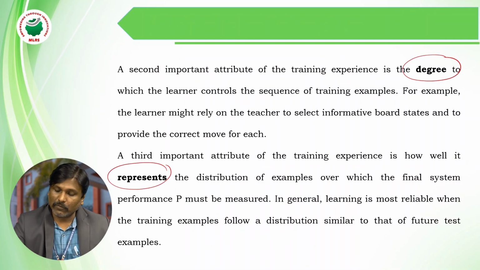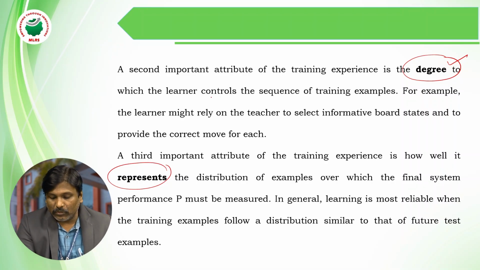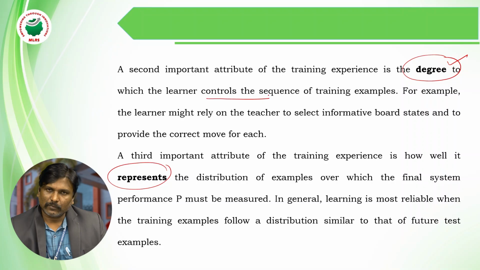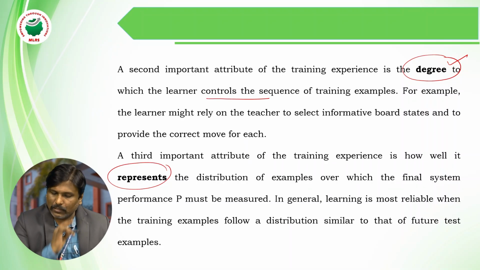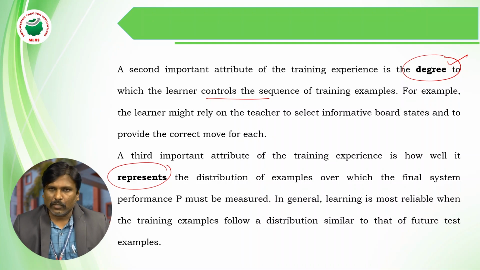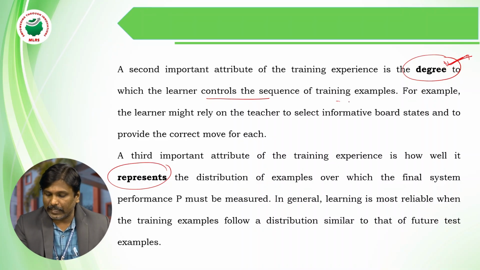And next, second one is degree. This degree is to what extent you can control the sequences of that particular task. Here I considered the checkers example, the checkers game. In that condition, if I'm unable to move forward or face the opponent, I want to take a suggestion from the trainer or teacher. So this degree indicates to what extent we can control the sequences of the training examples.